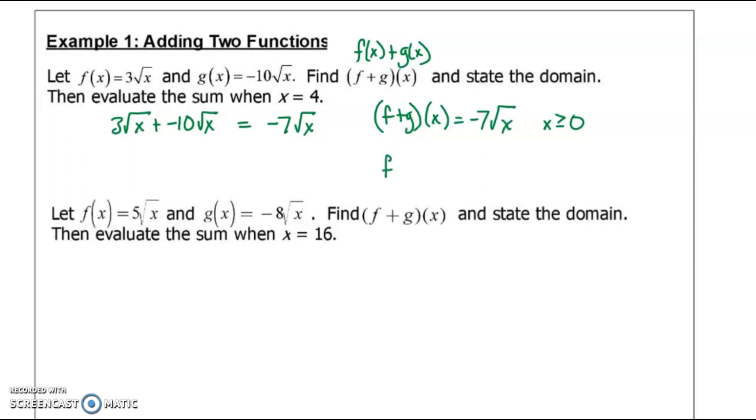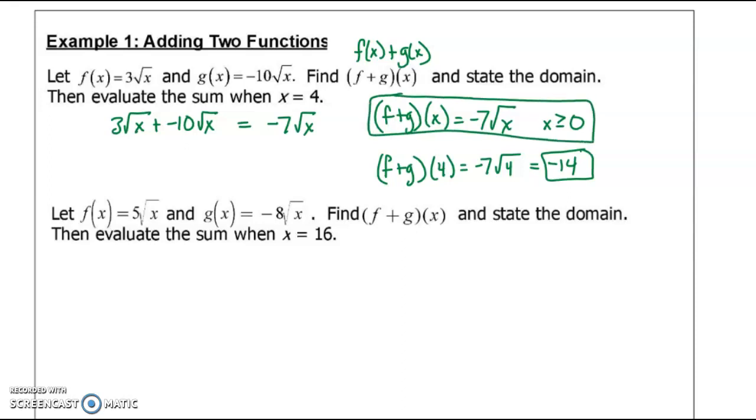Now, when they want you to evaluate the sum when x equals 4, that looks like this, f plus g of 4. Essentially, you're just going to plug the 4 in for x anywhere you see it on the new combined function. And so then we get negative 7, and the square root of 4 is 2. Negative 7 times 2 is negative 14. That would be our solution for evaluating the function when x equals 4.